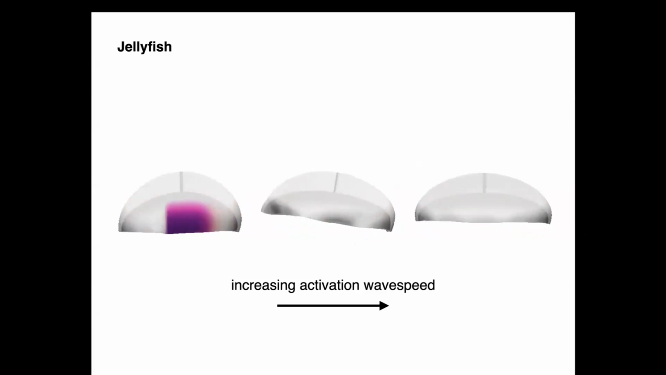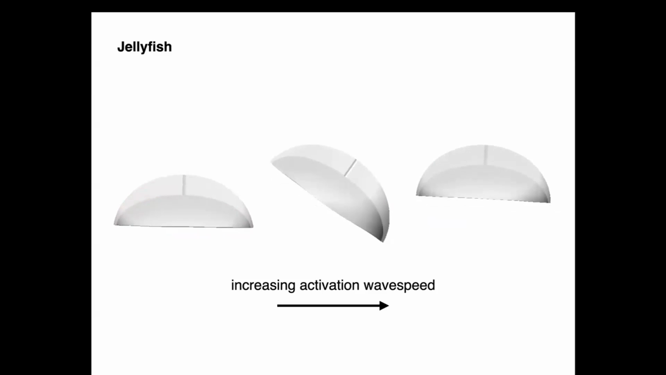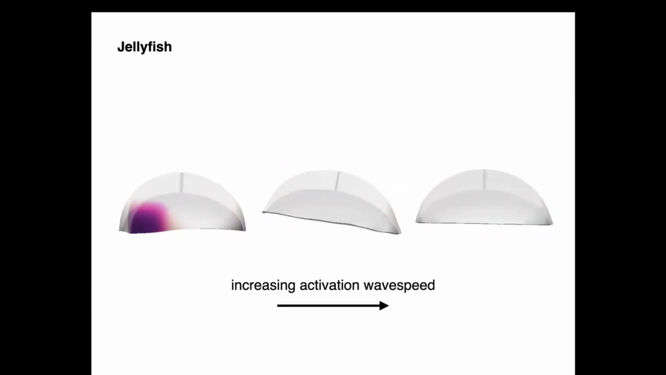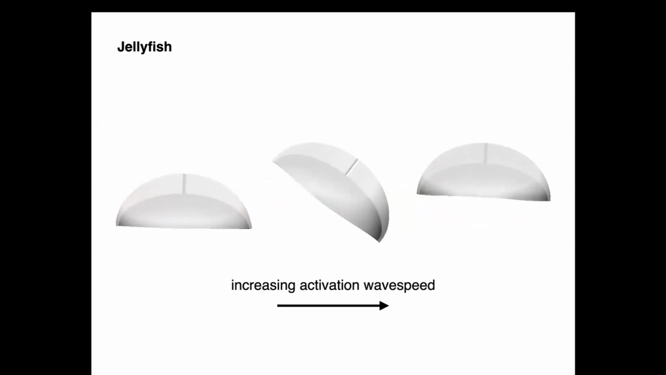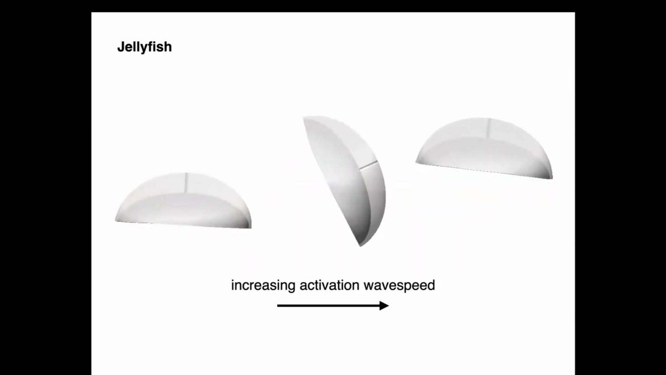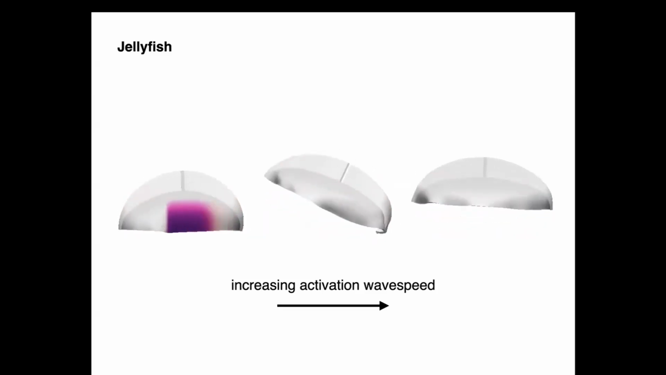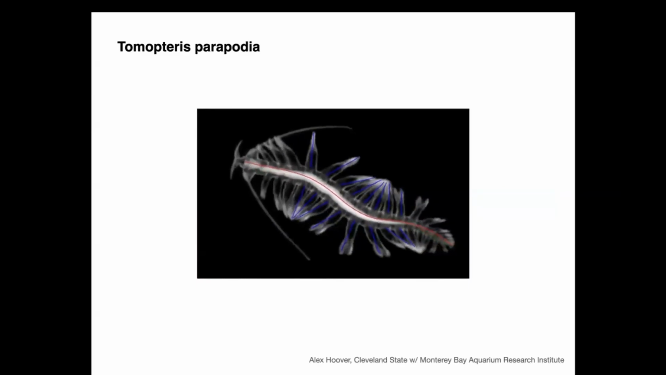If the activation speed is a little bit higher, then the jellyfish bell will start to turn. And then I think it's easy to convince yourself that if you make it really fast, it's as if it's activating synchronously and it swims back up again. So there's this non-monotonic relationship between activation speed and the overall kinematics of the model.